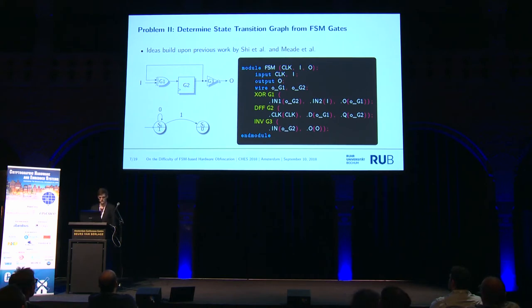And then we basically do the same again. For state S1, we have a 1 in G2. And for the input 0, we stay in S1. And for the 1, we go back. So basically, this is the key idea how to determine the state transition graph from the FSM gates.